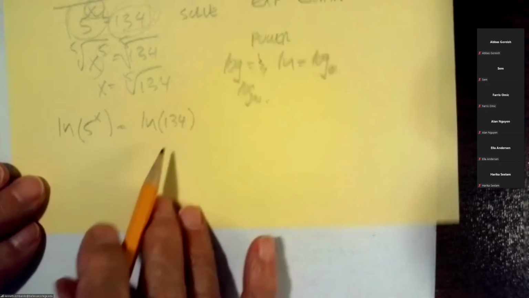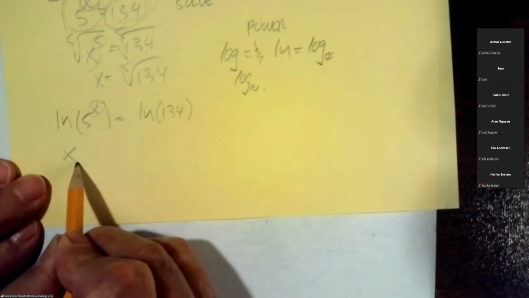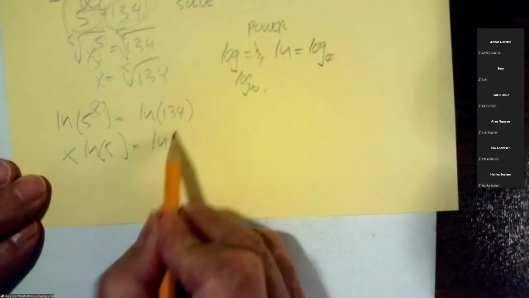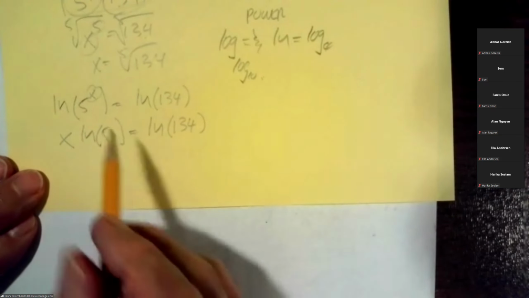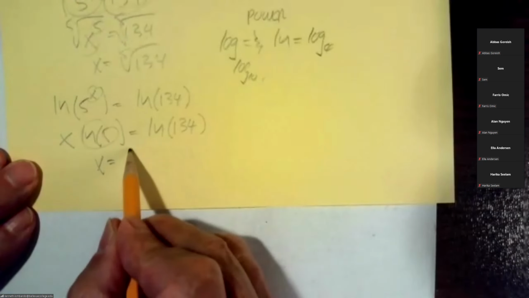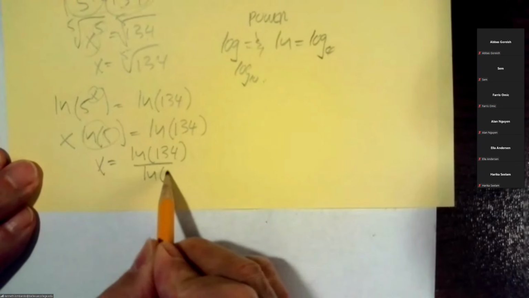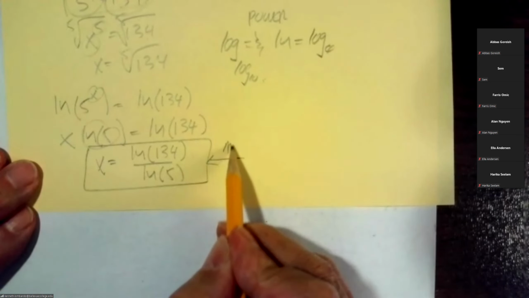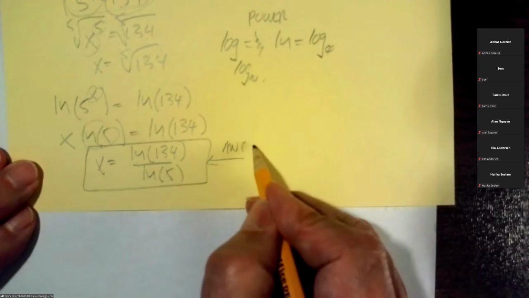And then I know by the power rule that this exponent becomes a multiplier. So that looks like x ln 5 equals ln 134. And if I divide through by my ln 5, I get x equals ln of 134 over the ln of 5. And depending on how the question is asked and what it's looking for, here's the exact answer.